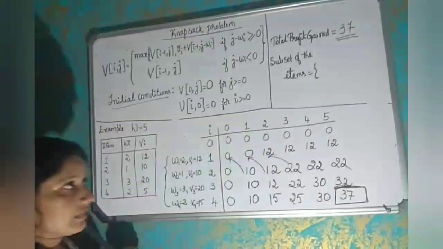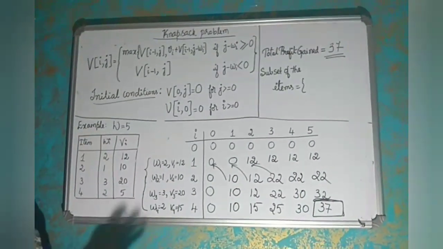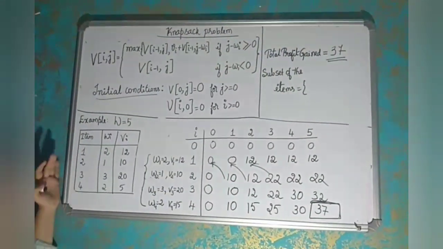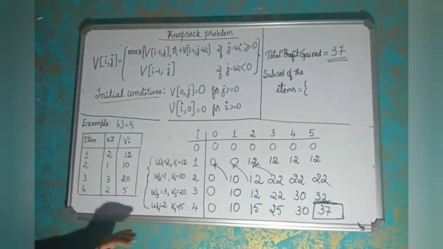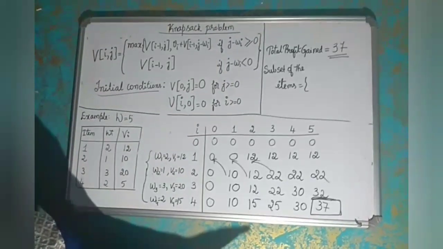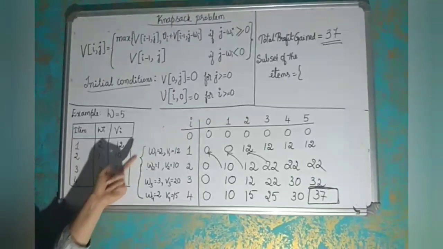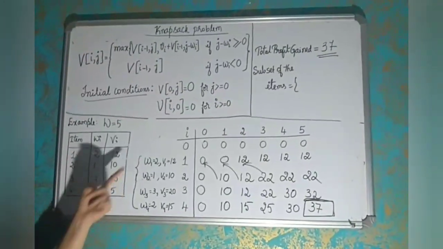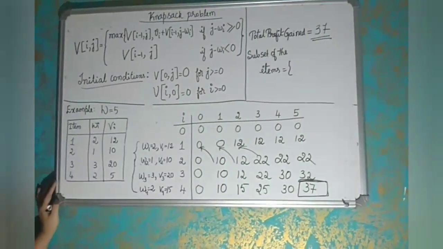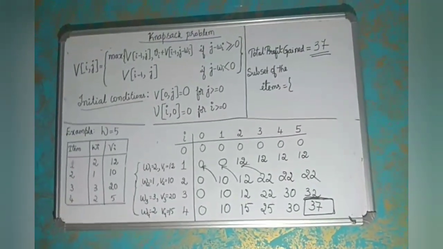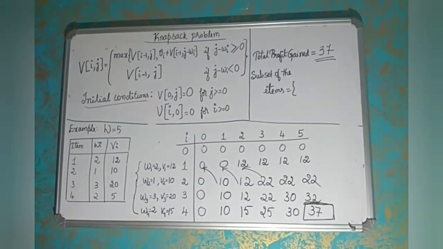So the total profit gain from these items when the capacity is 5 is 37. So next, this is not the end of the problem. If you just find the total profit gain, that is not enough. You also have to find which items are selected to get this total profit. Whether only the first and the second items were selected, or all items are selected. What is the subset of the items that are selected for getting this profit? So that has to be calculated. So how to calculate this?